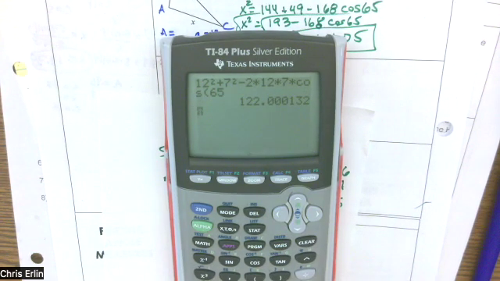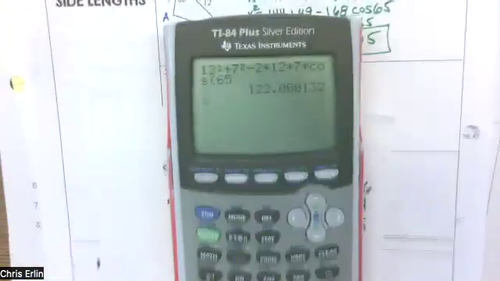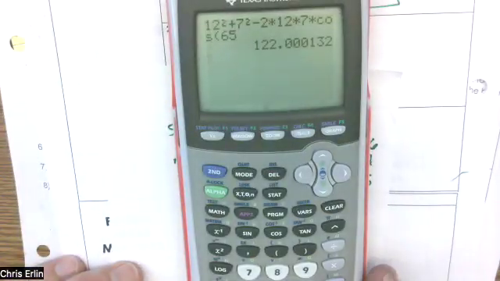Raise your hand if you got 122.000132. Okay. If you got something else, raise your hand now. Okay, double check your work. 12 squared plus 7 squared minus 2 times 12 times 7 times cosine 65. You should get 122. How would you then find the square root of this? Stick with me here, guys. How would you find the square root of this?